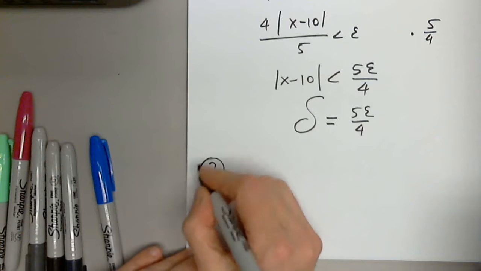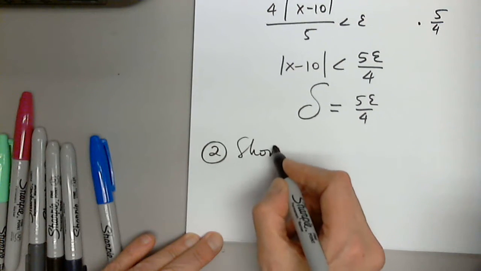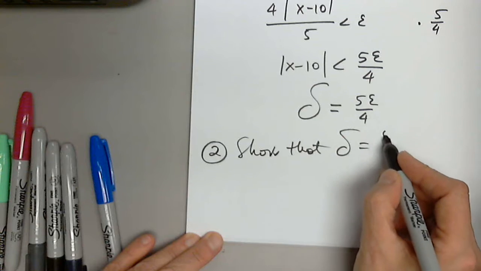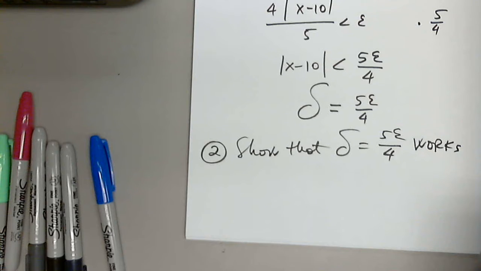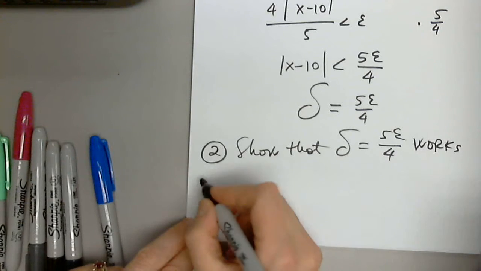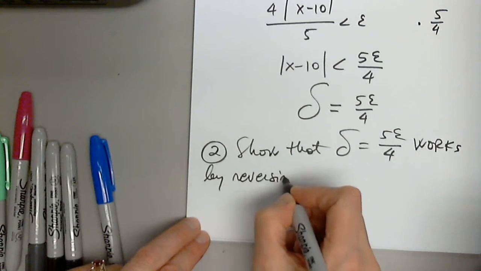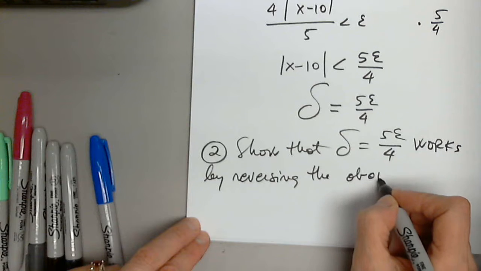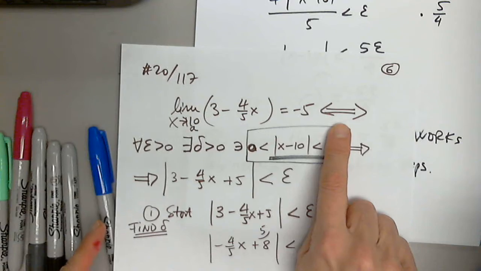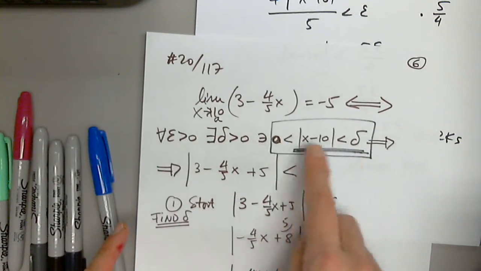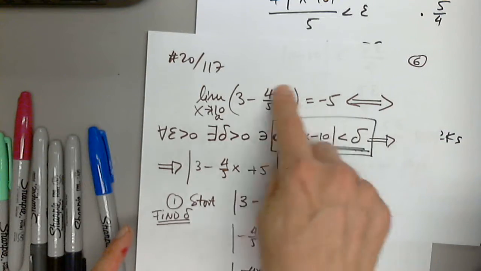In step 2, show that delta equals 5 epsilon over 4 works. I will not make you go in reverse. I will just ask you to write by reversing the above steps. That's all I care about, just this sentence. Why do I have to show this way? Because of the double equivalency symbol. From here, this. From here, this.